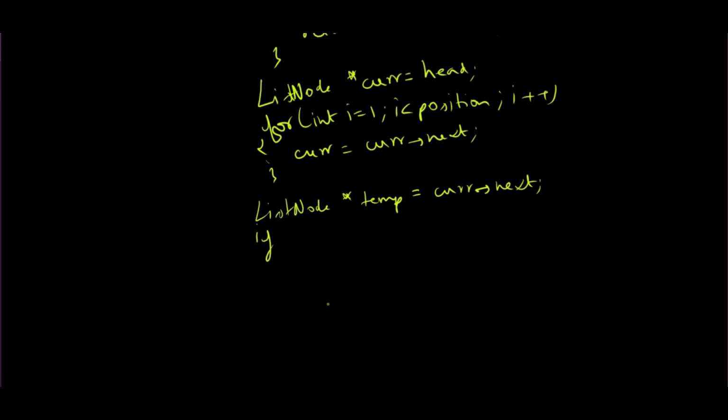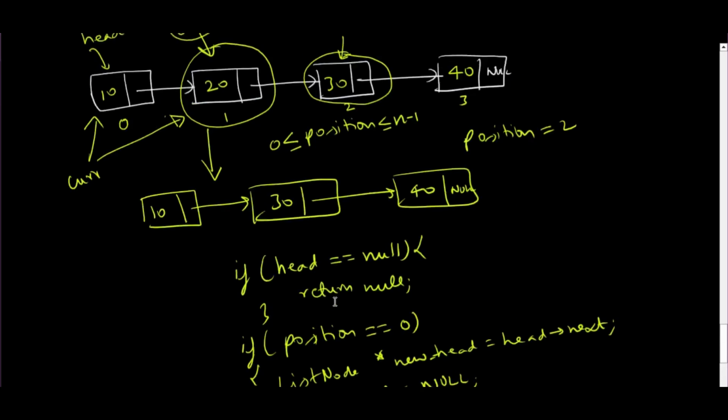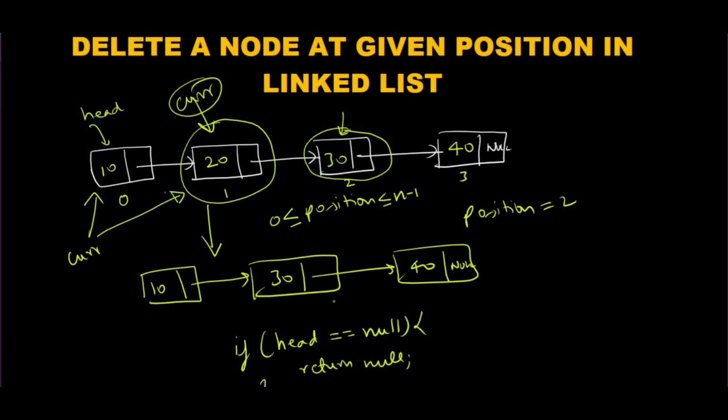So we will do if current arrow next is not equal to null, or we can write if temp is not equal to null. Okay, both will be fine. So if this is not null, then only we need to make some changes. If current next is not null, then its next will be existing, and if it is null, then its next will not be existing.